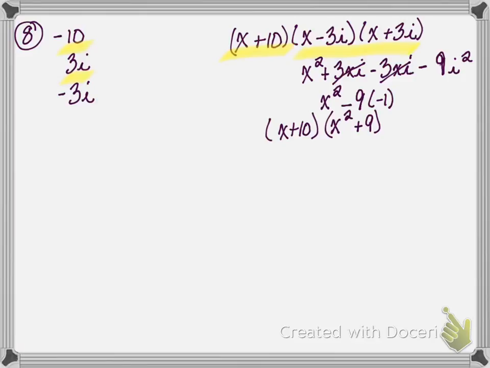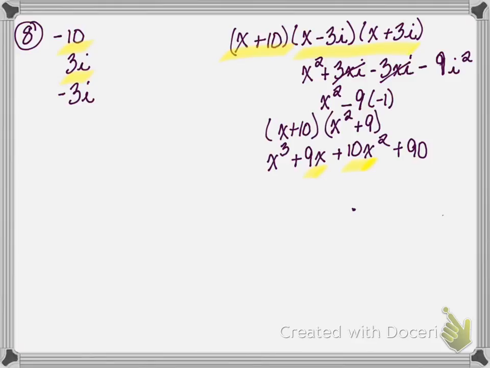So I'm going to have x times x squared. That gives me x to the third. Our outer terms are x times 9, so that is going to give me positive 9x. My inner terms are 10 times x squared, so that leaves me with positive 10x squared. And then I have 10 times 9, which gives me 90. Now look for just a second right here. I have 9x and I have 10x squared.